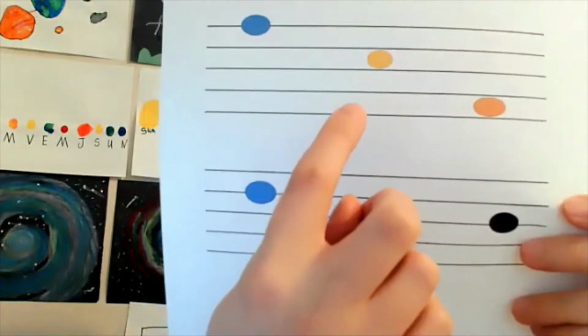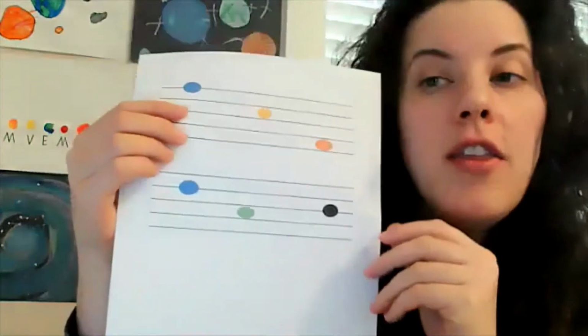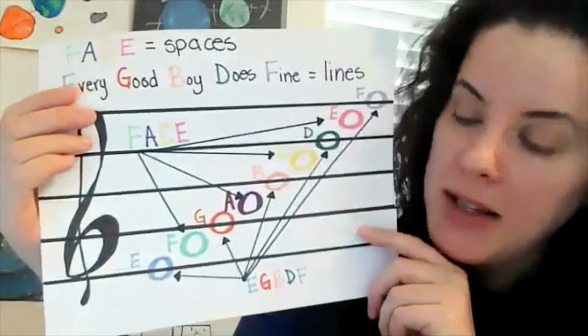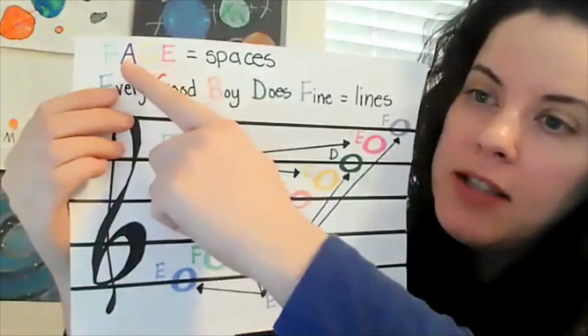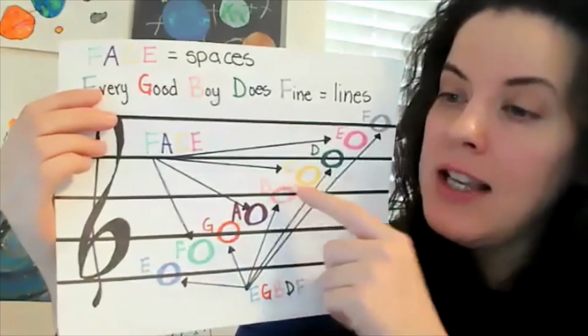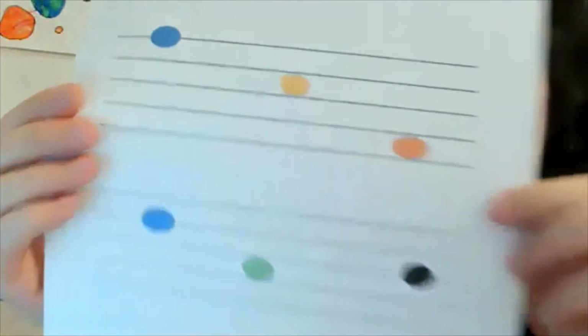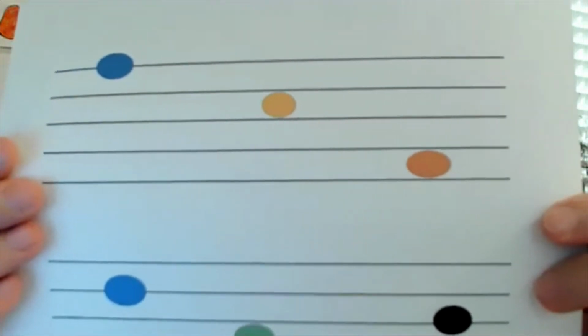And I always start at the bottom. 1, 2, 3. It's on the third space. So if I were to look here on my spaces, and I know my spaces are face, F-A-C. C is my third space. F-A-C. That is a C.